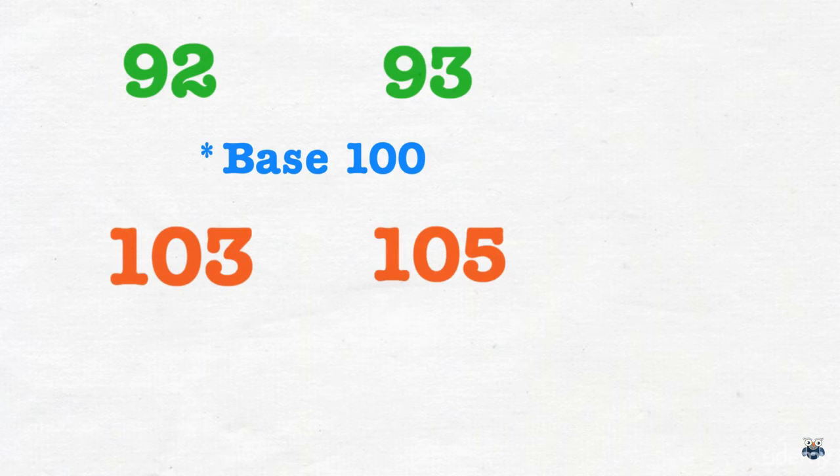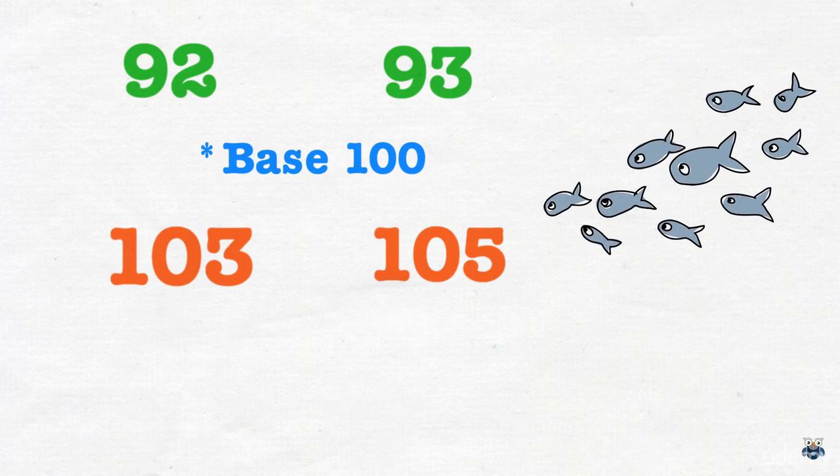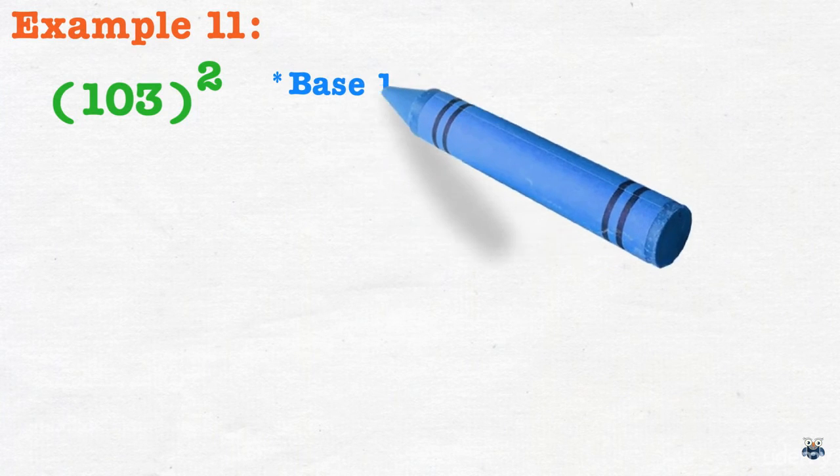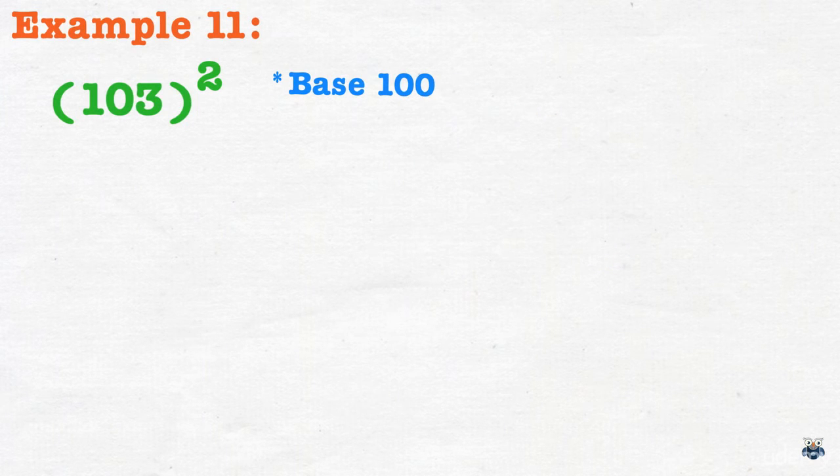So what happens when our number is bigger than the base? Let's find out. What is 103 squared? We first find out our base. 103 is close to 100, so our base is 100. We then find the difference between the two. 103 is 3 more than 100. Since it's more than our base, we call it a surplus of 3. And we add the surplus to our number.